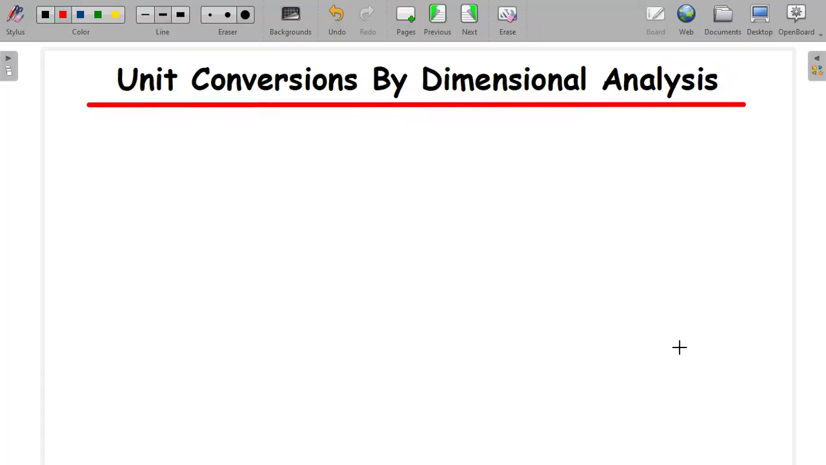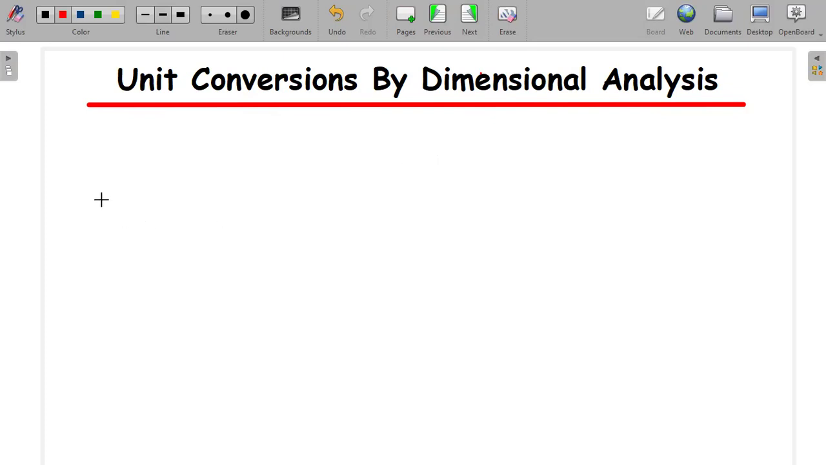Okay, so welcome back to today's lesson. We're doing physics today, and we'll be looking at unit conversions by using what? Dimensional analysis. Yesterday we had chemistry, and in chemistry, I taught you how to convert units using the metric system. Today we want to know how we can convert units by using what we call dimensional analysis.